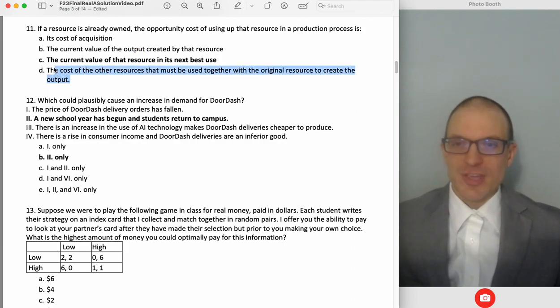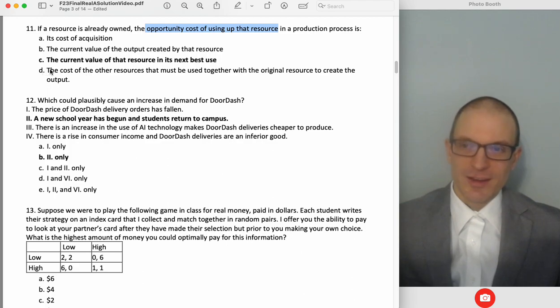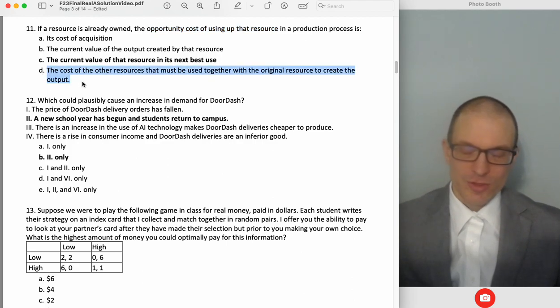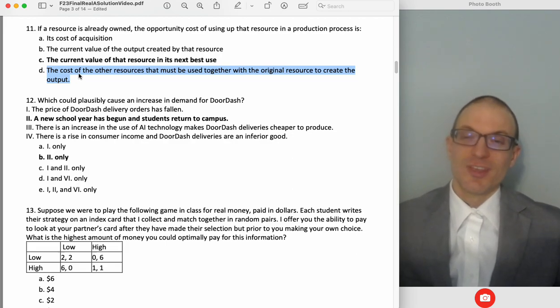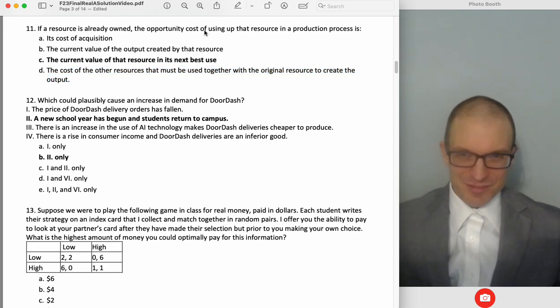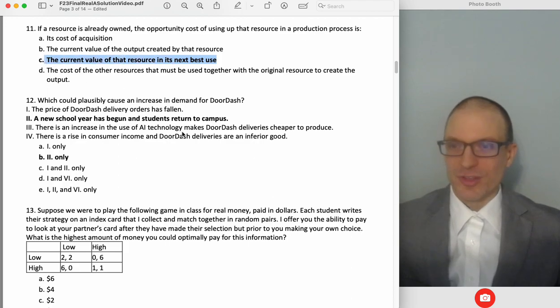And it's not the cost of the other resources used together with the original resource to create the output, because we're interested in the opportunity cost of using up that specific resource. So it's not D, which is like invoking all the other possible costs. They might themselves be opportunity costs, but of their own use, not of this particular resource that we're considering.